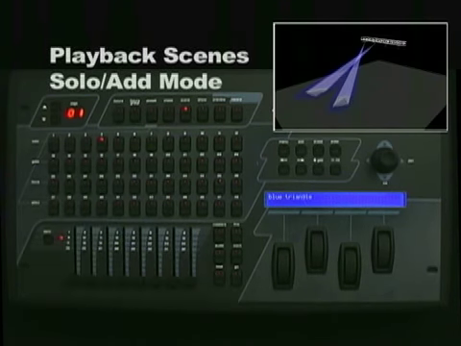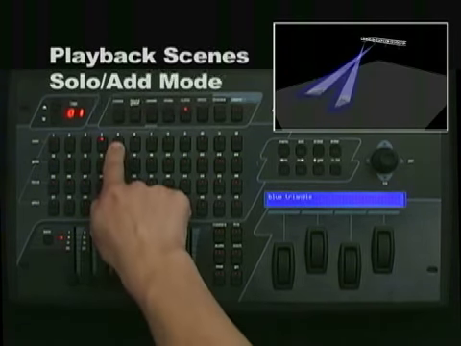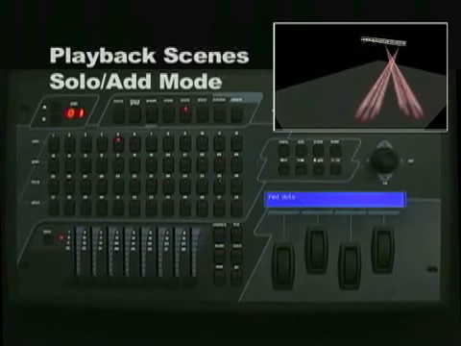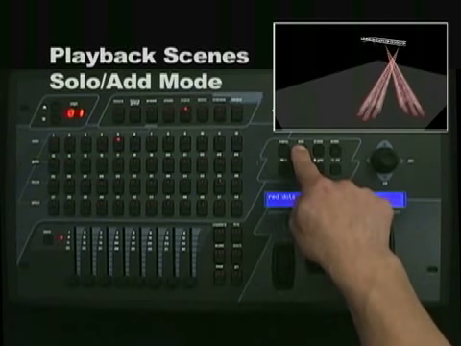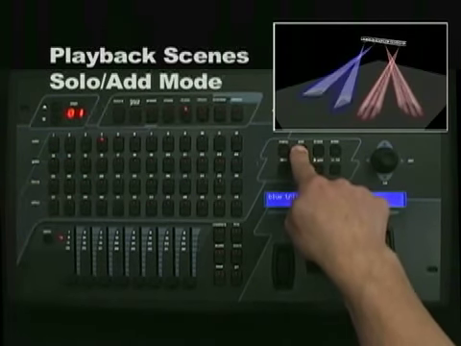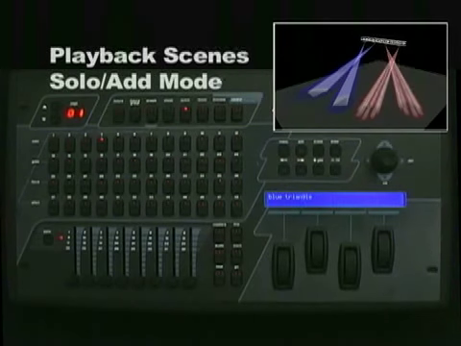I pre-recorded this scene that includes only 2 of my power spots. I pre-recorded a scene on button 5 that includes the other 2 power spots. As you can see, one scene overrode the other. If I want to add 2 scenes together, I can hold the Add button down, then select the scene that I wish to add. Both scenes are now playing back at the same time.